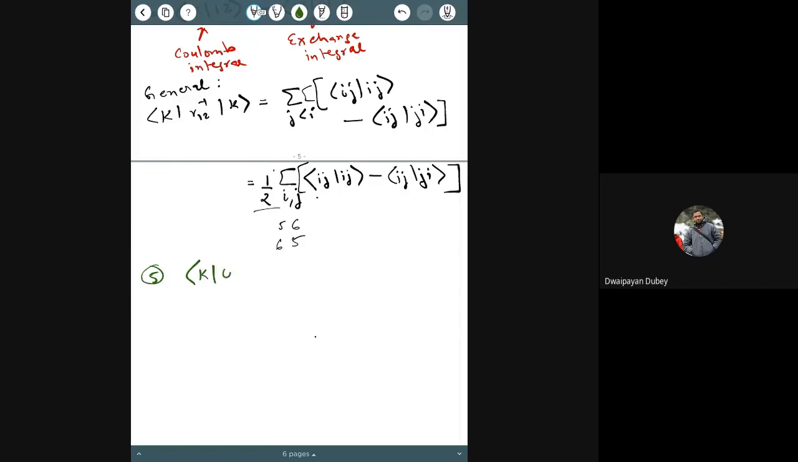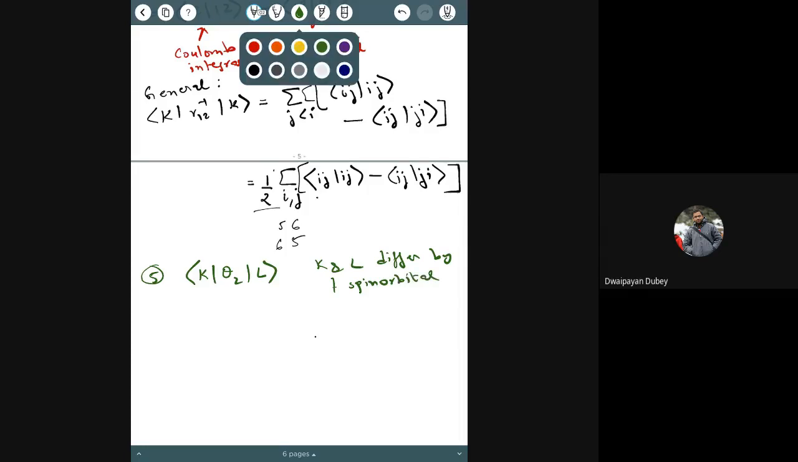That is again when the 2 determinants differ by 1 orbital, or 1 spin orbital. Then let's see. Do you have a piece of pen and paper? Can you try and work it out? What happens if they differ by one spin orbital?